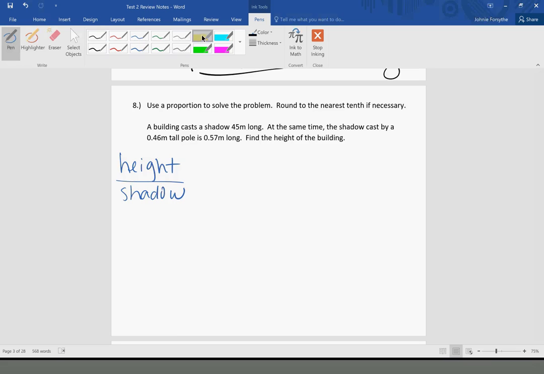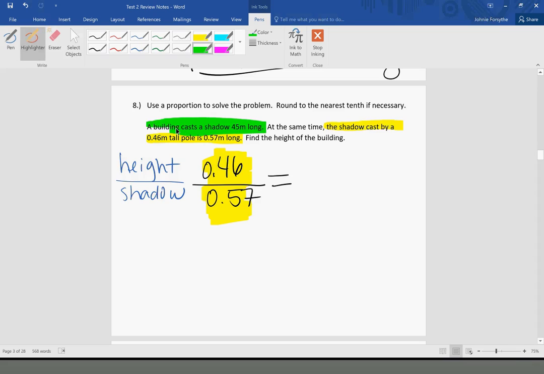Let's see what we've got. Let's take the information that we do have. So the shadow cast by a 0.46 meter tall pole is 0.57 meters long. So that's going to be this first ratio. So if we're doing height over shadow, the height is going to be how tall the pole is. That'll be 0.46 over how long the shadow is, 0.57. That's equal to, so we've got the building cast a shadow of 45 meters long, so that 45 would go in the denominator. And it says to find the height, so the height is going to be our x.